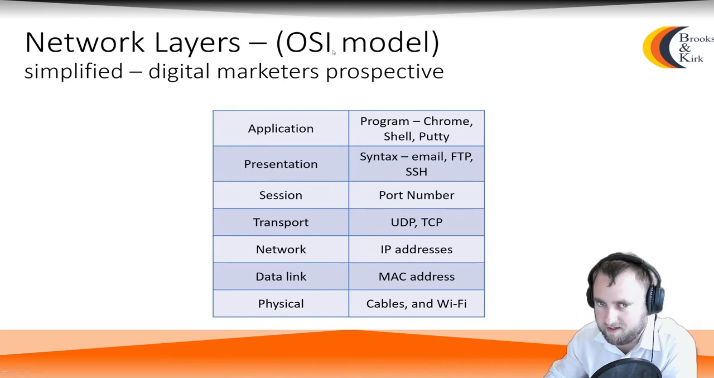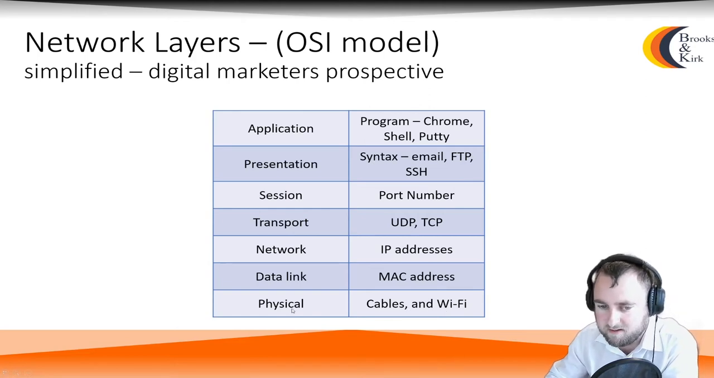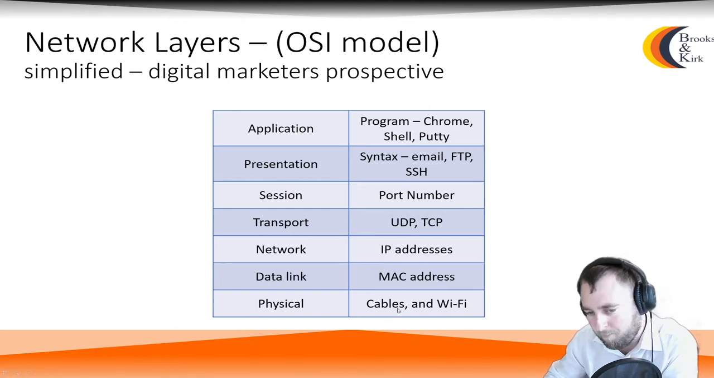I'm not sure what OSI means. I can't remember off the top of my head, but it's this model anyway. So the very first layer, layer one, is the physical equipment. I know Wi-Fi, you can't see it, but there is a physical access point there somewhere. So that counts.